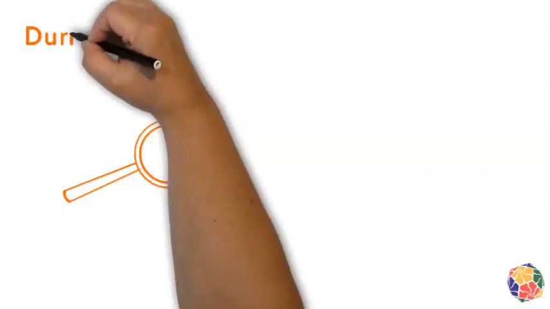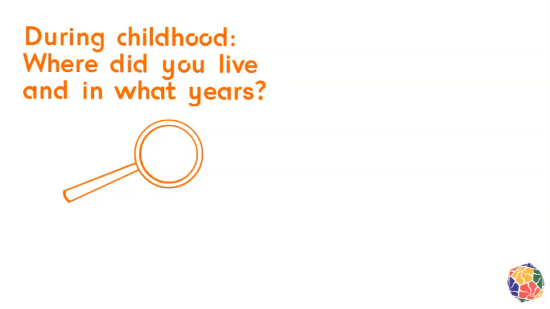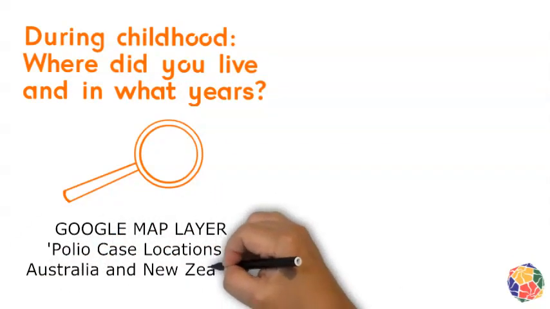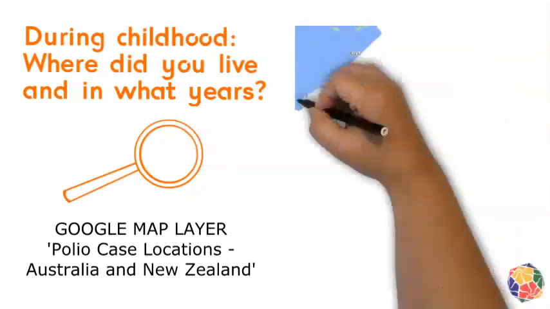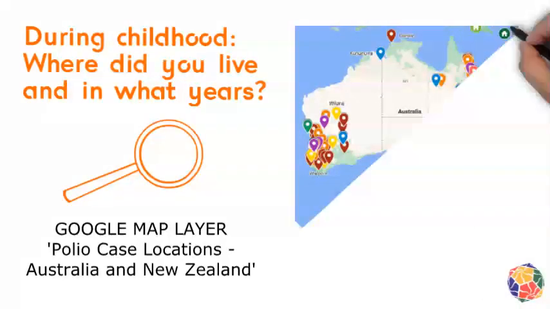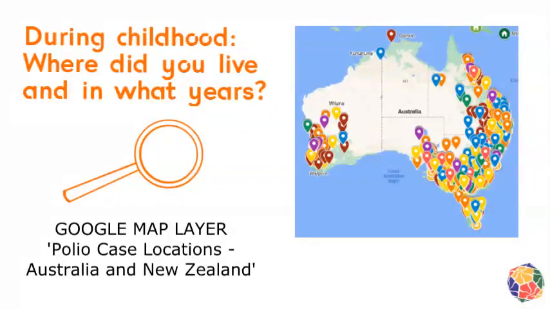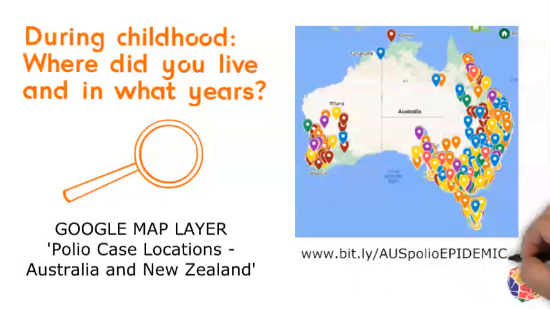We ask where they lived during childhood and what years they were in those areas. With that information, we can take a look at Polio Australia's Google Map layer titled Polio Case Locations Australia and New Zealand. On this, we can see if their response happens to match the locality and year of a known polio case. The map includes only a fraction of all polio cases occurring in Australia. Other sources may need to be consulted for those whose childhood polio was in another country.